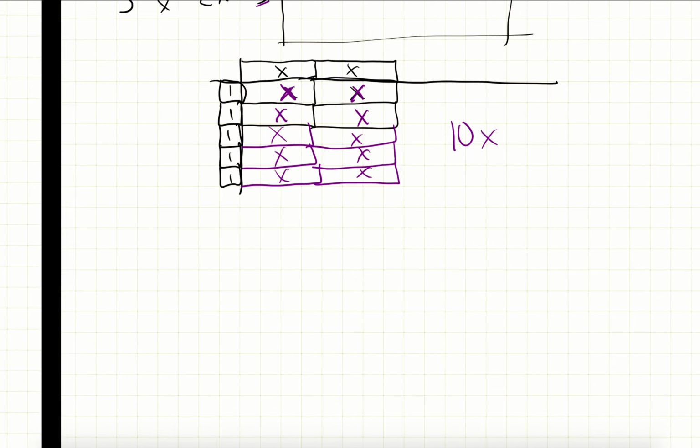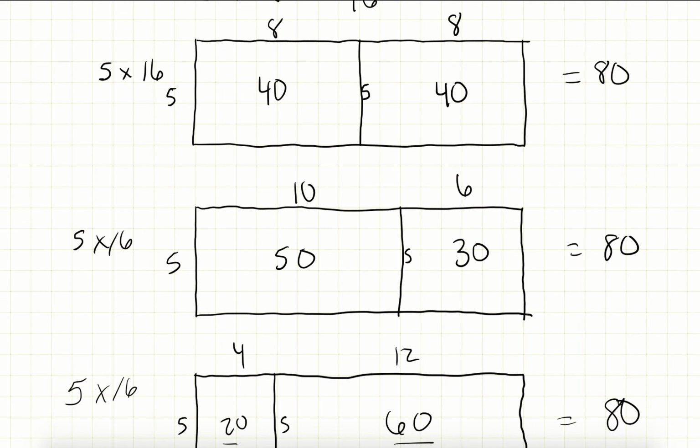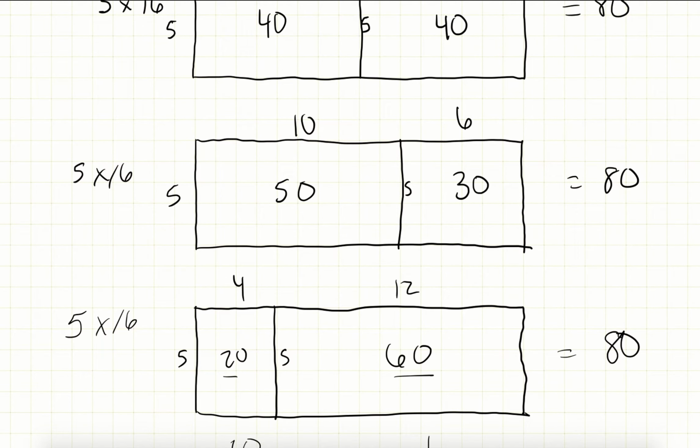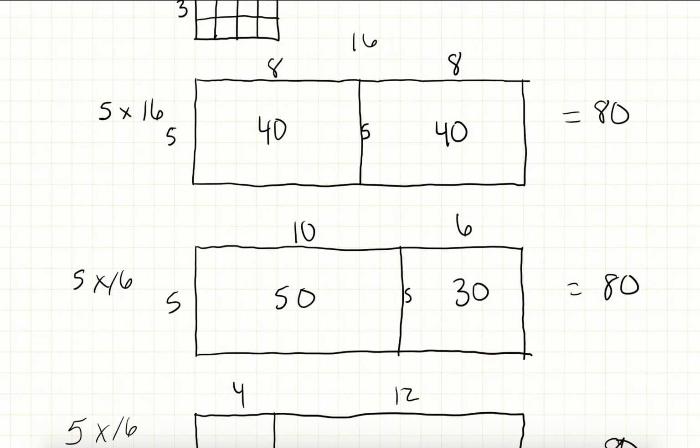Okay, so if I go back to my 5 times 16 problem, do you see how I could divide it up into any combination as long as it added up to 16? So what I really did here, look at what I did. What I really did here was I said, instead of 5 times 16, I actually did 5 times 8 plus 8. And I actually multiplied 5 times 8 to make 40, and 5 times 8 again to make 40, and that gave me 80.